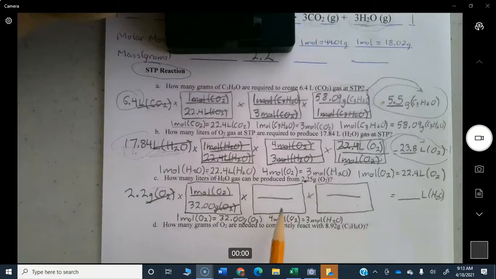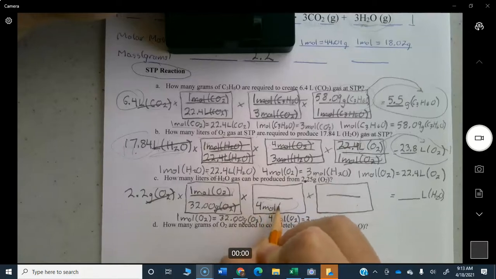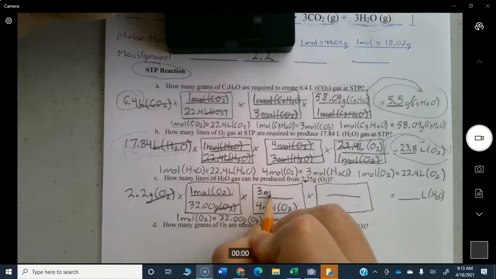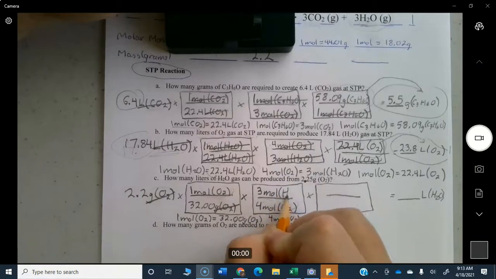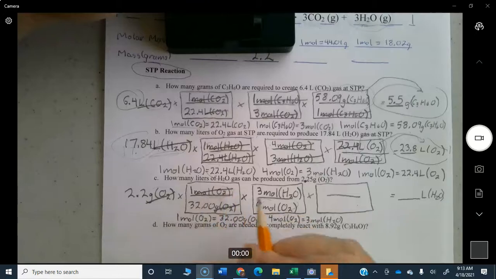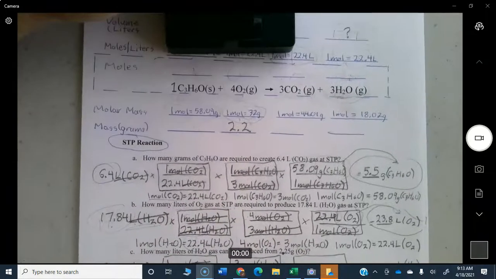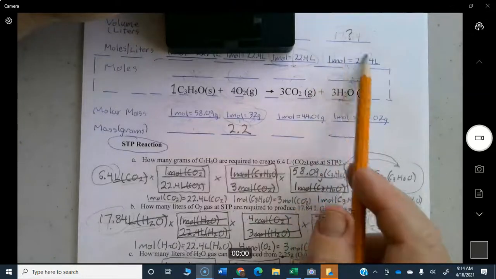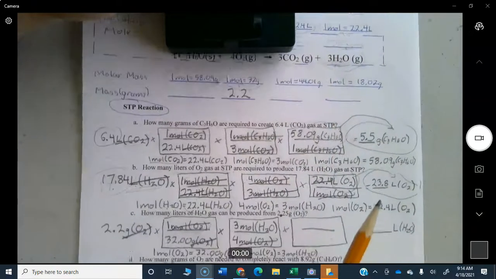Okay, which one of these goes on the bottom here? It has to be the same one as this. Moles of O2 cancels moles of O2. Then your final conversion. You're now in this box right here. Final conversion, you use this conversion to get out to there.